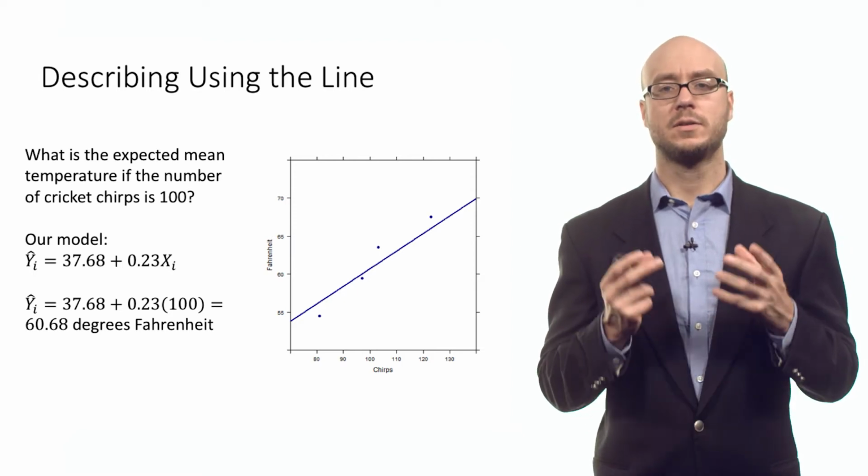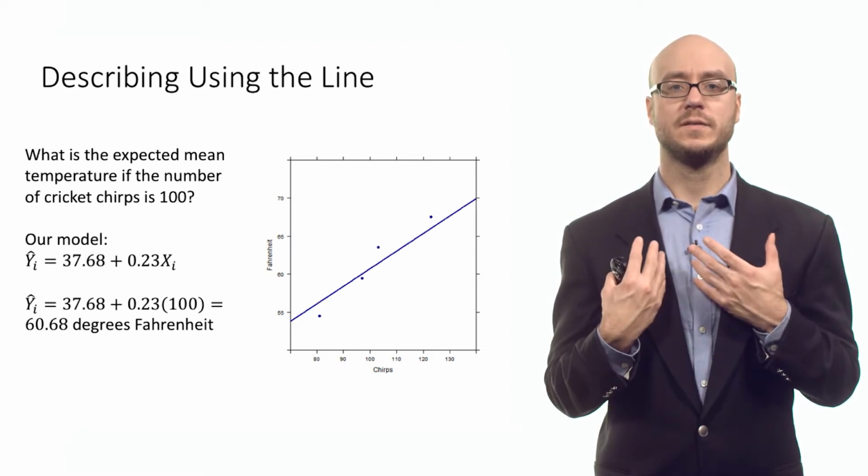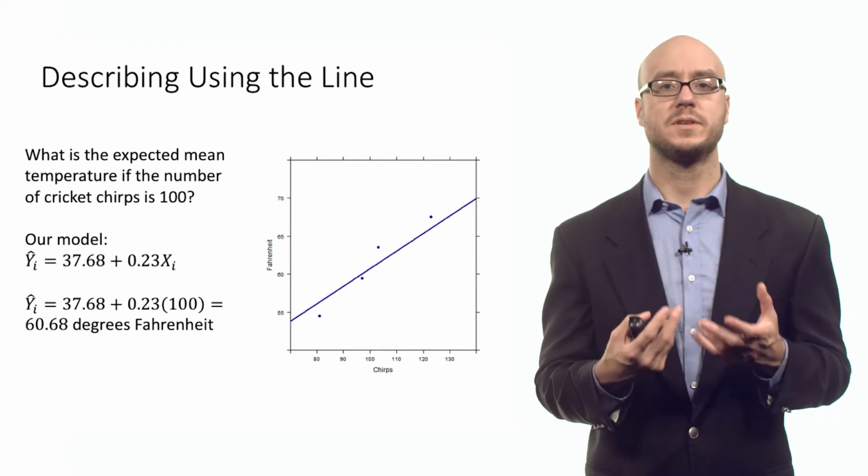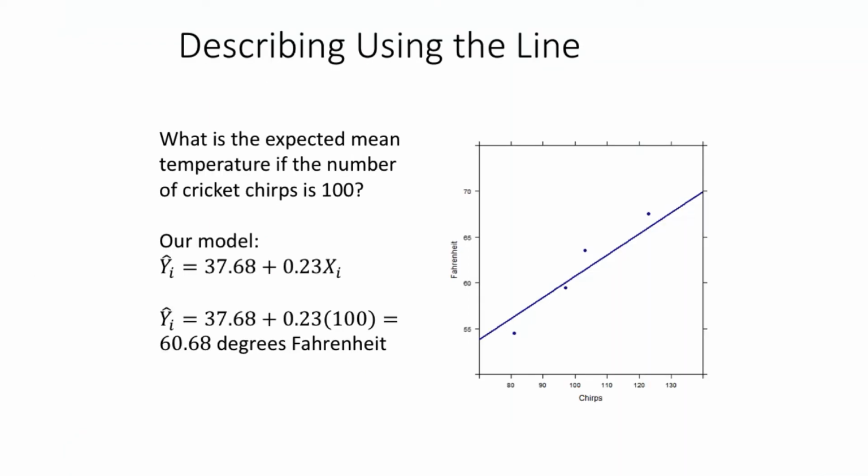So let's talk about using this regression line for the purposes of description. So you might say, what is the expected mean or estimated mean temperature in Fahrenheit if the number of cricket chirps is 100? This is a conditional mean. It's if x equals 100, what is y hat? What is our expected mean? Well, we can use the regression line. All you do is plug in a value of x equal to 100, and you multiply 100 times the slope plus the intercept.